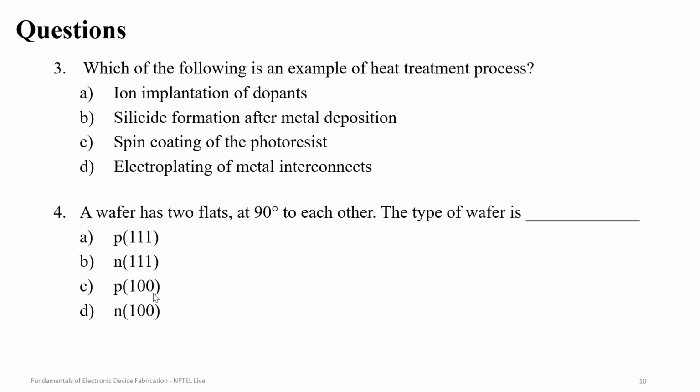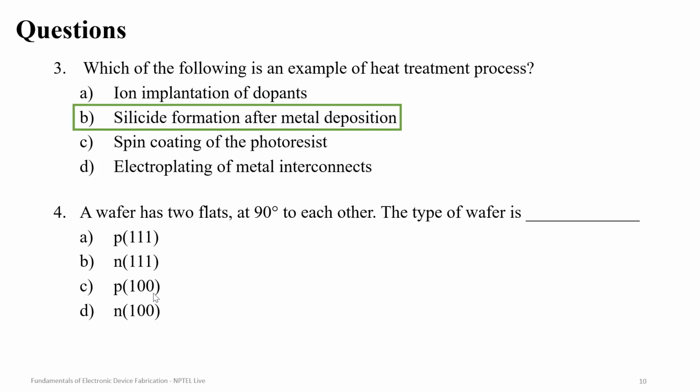Is it silicide formation? Yeah, because before in the Siemens process, you have already seen that silicon will be reacted with HCl at a high temperature, right? To get our trichlorosilane. Again, ion implantation of dopants, you see, once the ions are formed out of the requisite material, they will be bombarded onto our substrate or whatever semiconductor we have. That again is an implantation process. It does not involve heat. It just involves a potential difference where the ions are driven towards our semiconductor. So option A, C, and D are wrong. That leaves us with silicide formation after metal deposition.